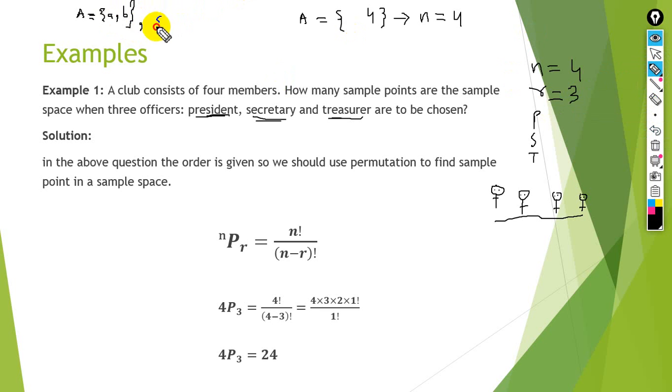So the sample space we will have just like this. S is equal to, so we are selecting 2 letters combinedly. Yeah, we are selecting these two combinedly.